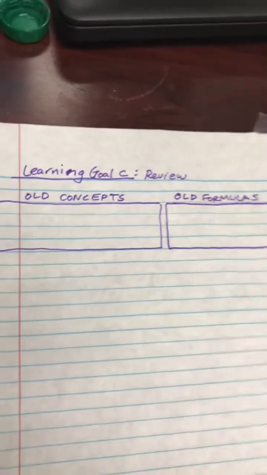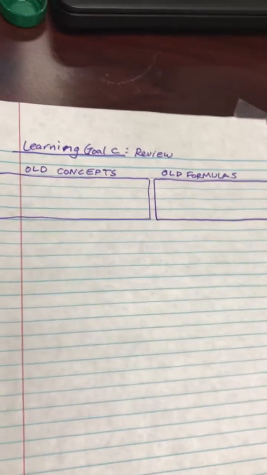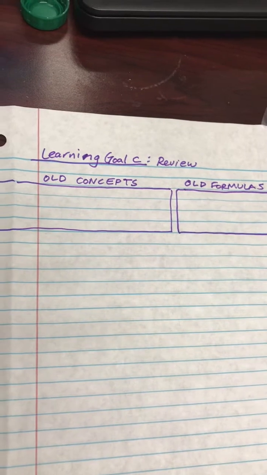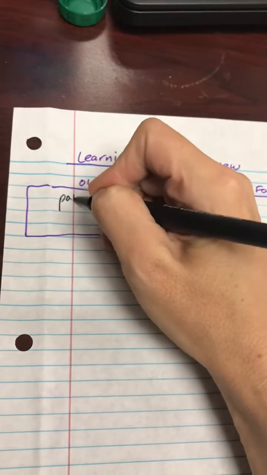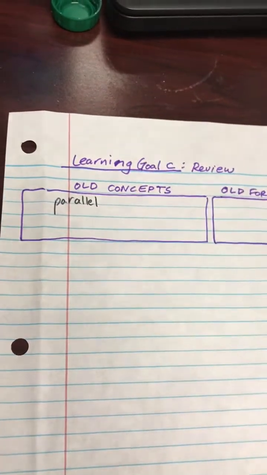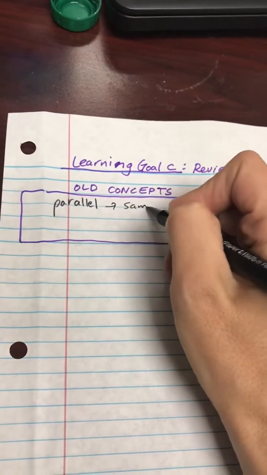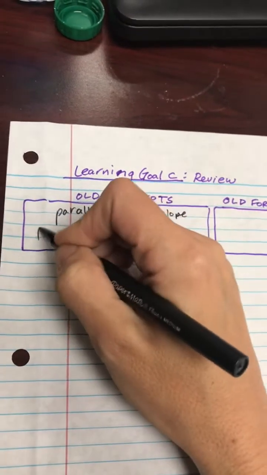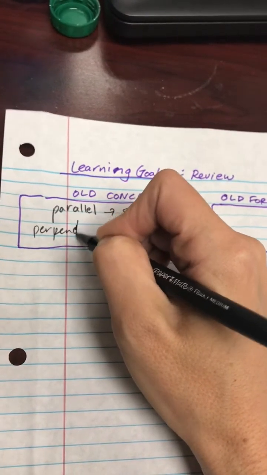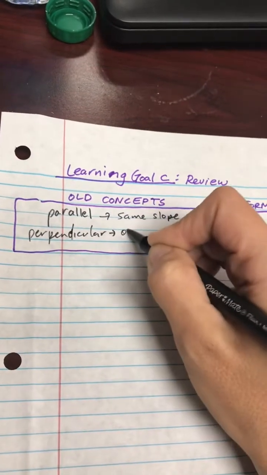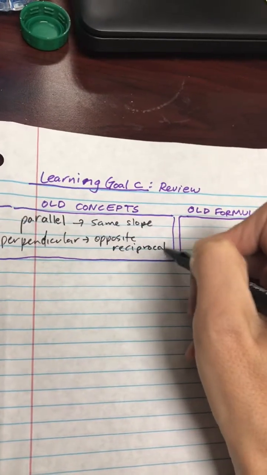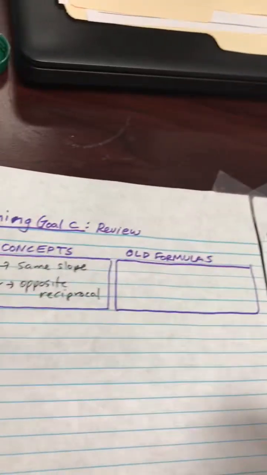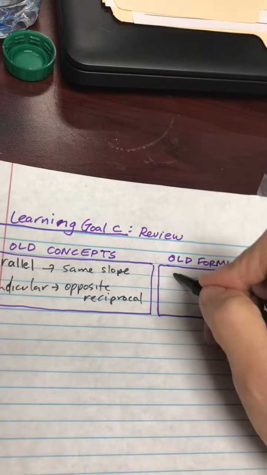Okay, so on a different piece of paper now, I'm going to be working on Learning Goal C review. These are questions we've had before, but it's been a long time. So what are some of these old concepts? One, we see the word parallel on these 4 questions, which should mean same slope. And we see the word perpendicular, which means opposite reciprocal.